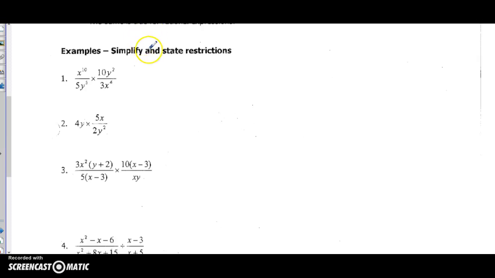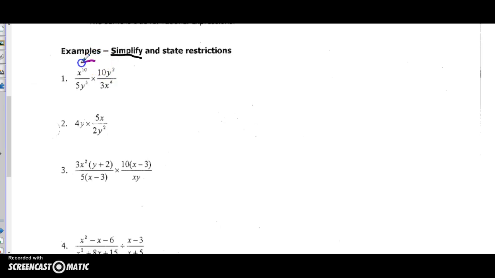All right, guys, we're going to work on more rational expressions here. Today we're going to multiply and divide them. So nothing really new, just taking what we knew in the past and what we just learned and putting it all together. So simplifying and multiplying and then simplifying and stating restrictions. Let me switch to a different color here.